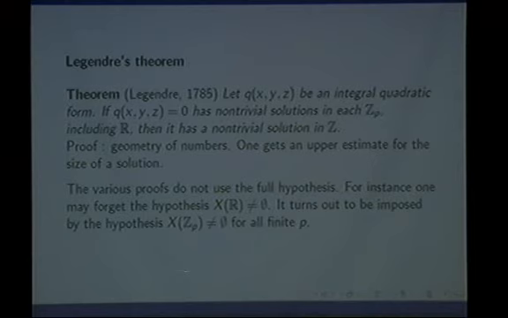Okay, so now the various proofs of this theorem of Legendre, if you look at the book, typically the book by Borevich and Shafarevich, some basic books in algebraic number theory, you find something curious: one doesn't use the full hypothesis that there are solutions in each Z_p and R. So for instance, you can forget the hypothesis that there's a real solution. If all the congruence conditions are satisfied, well, there must be a solution in the reals automatically. Okay, so it's quite strange. It's imposed by all the finite ones.